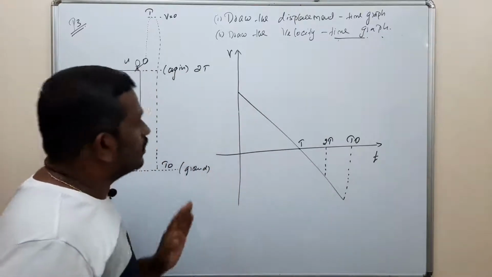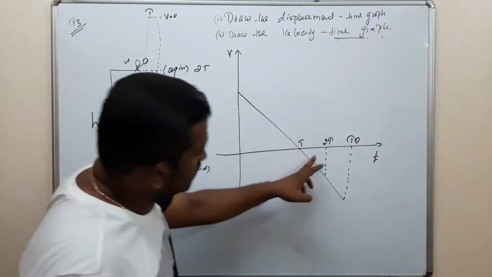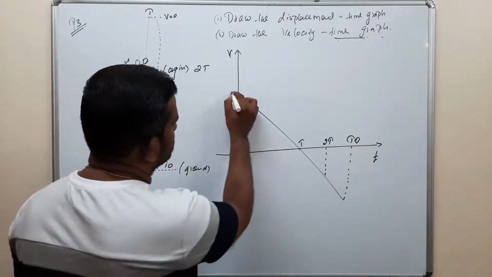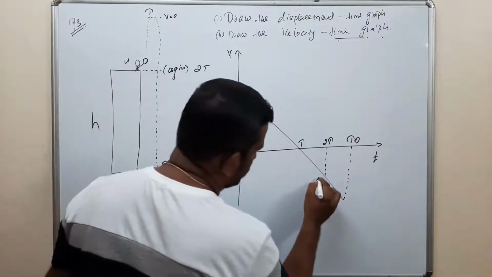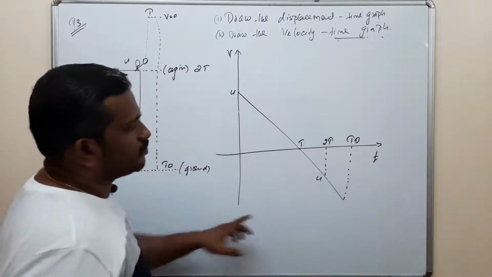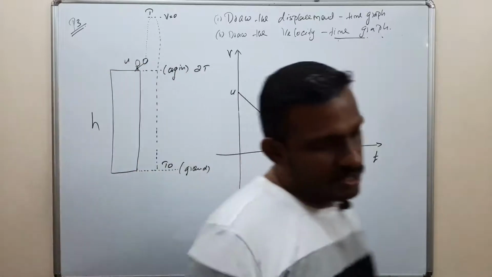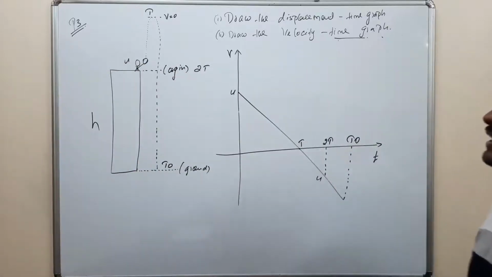So at a time 2t, it has a velocity the same as that of u. This velocity is u, and this also is u, the initial velocity. At a time t0, it reaches the ground. So this is the velocity time graph for the trajectory of the ball. So clear?